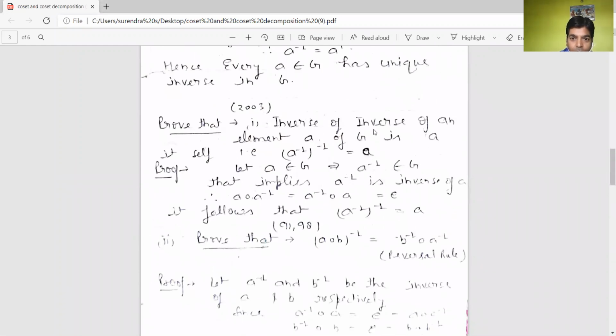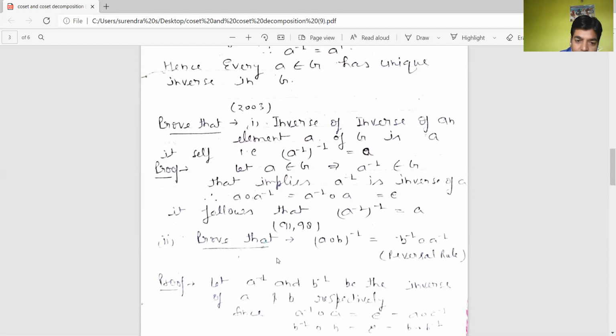The inverse of an element A belonging to G is itself. That is, A inverse inverse is equal to A. Let A belong to G, that implies A inverse belongs to G, because A is an element which belongs to group G, and since by the second property A inverse also belongs to G, that implies A is the inverse of A inverse. So we can write that A operation A inverse is equal to A inverse operation A is equal to E. It follows that A inverse to the inverse is equal to A.